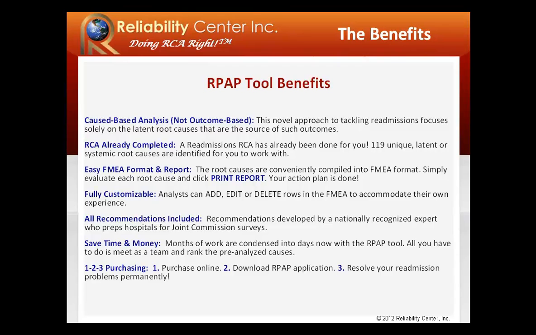We've made it very easy to purchase. It's very economical. You can go online with a credit card. You can download the standalone application. And then as soon as you amass your team, which is the hard part, all you have to do is rate the individual causes and then print your report, and you have a corrective action solution ready to go.